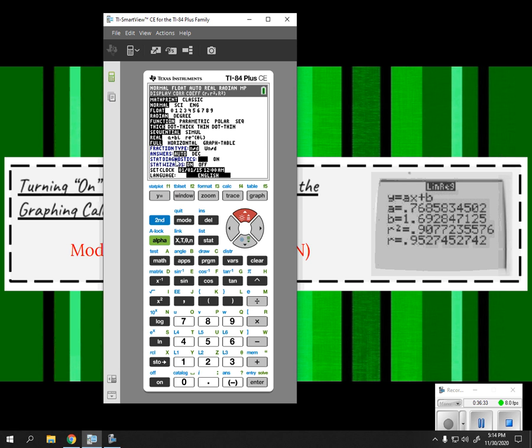Oh, well, on mine and maybe on yours, it's the same thing. Stat diagnostics right here. On one of the older ones, you had like a window or a menu that you had to change. So stat diagnostic right now is off. You see it blinking. We want to go turn it on and hit enter. And then you can second quit out of that.